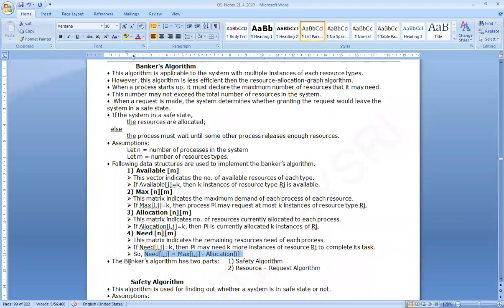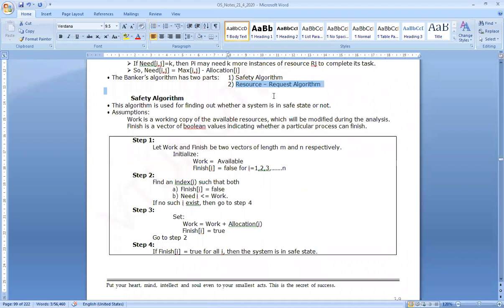The Banker's algorithm has two parts. One is called the safety algorithm, or safe algorithm. The next one is called the resource request algorithm.